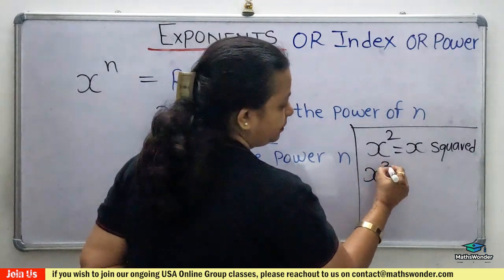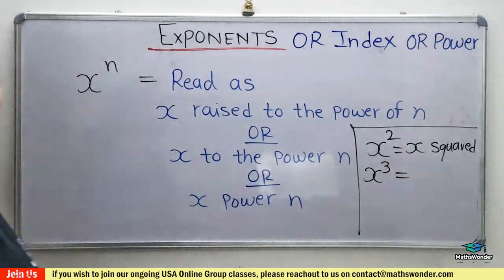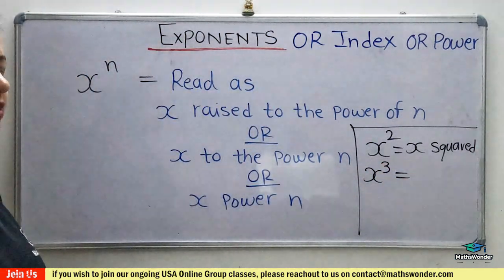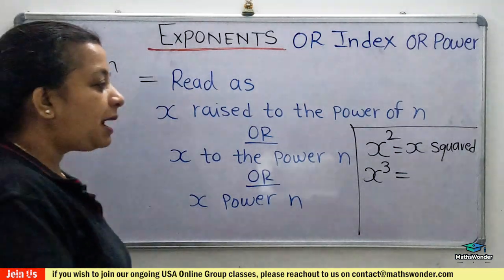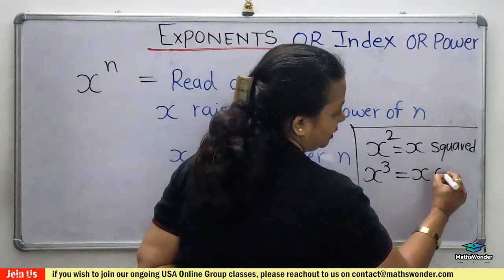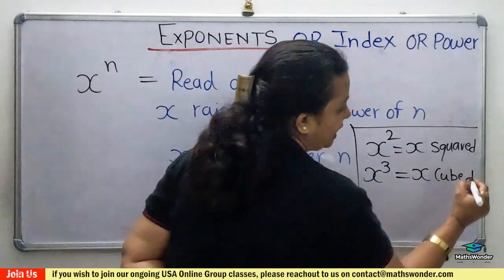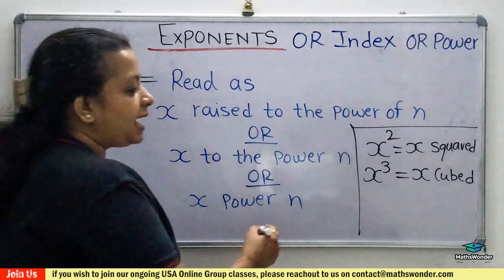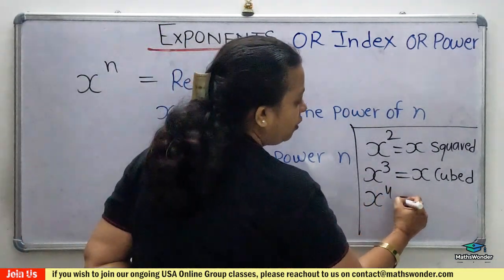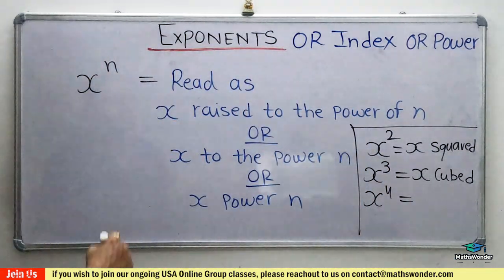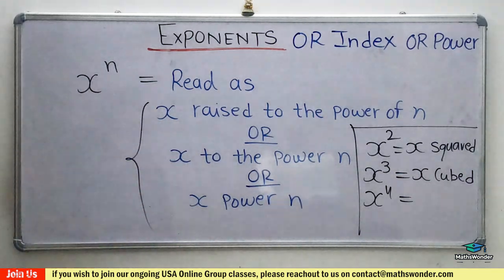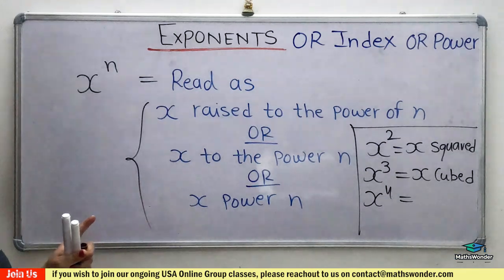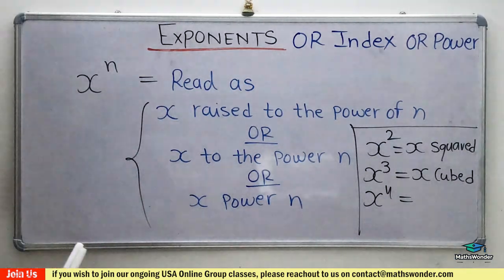Same for the cube. X raised to the power 3, you can read it x raised to the power 3. It's not wrong, but x cubed is the better way. Suppose x raised to the power 4. So from 4 onwards, you can read it in these 3 ways, any of them. So x squared and x cubed are very common exponents, so we read them in a different way.